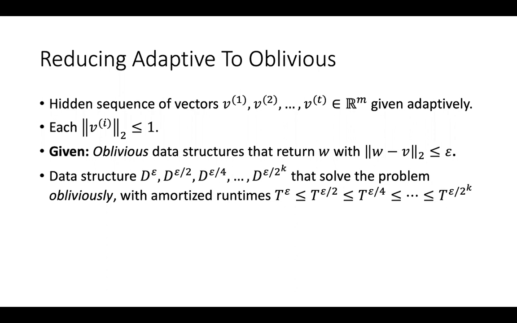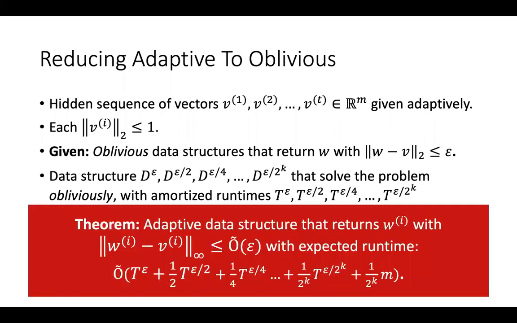And our goal then would be, given these oblivious data structures, to give an adaptive data structure that can estimate each v_i with an L infinity error, because that's the goal of our dynamic electrical flow data structure. We wish to detect the large coordinates of v essentially, which is an L infinity problem. So given this, we showed that you can build an adaptive data structure that returns w_i with an L infinity difference from v_i that's almost O tilde epsilon.